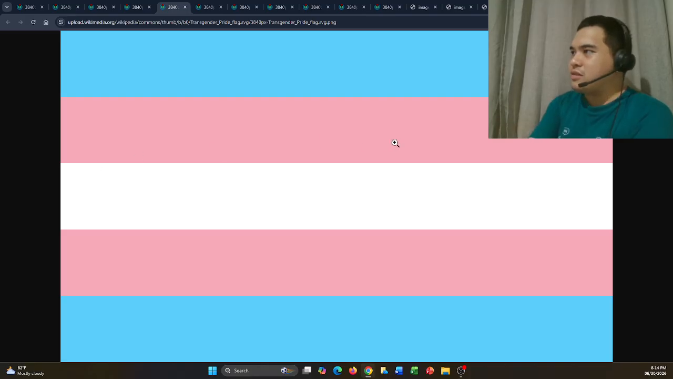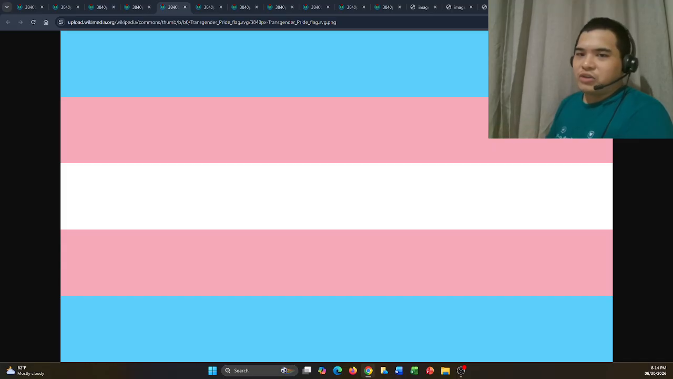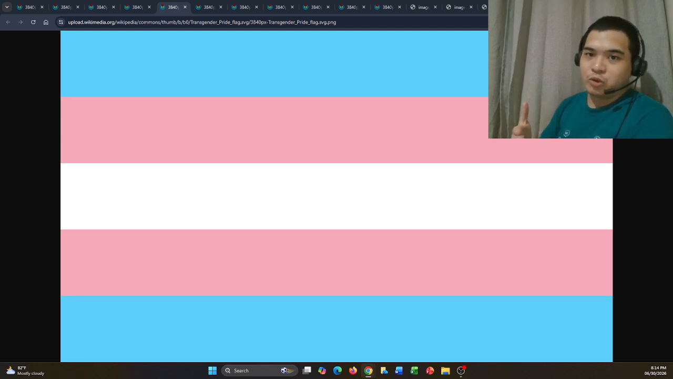Okay, now this flag is the transgender flag. Before I start to blurt out stuff that would make me sound like an idiot, I actually have something that can help me out with what transgender is. I know the basics, but just to let the information speak. Okay, here we go. Transgender is basically an umbrella term. This is according to what I found on Google.